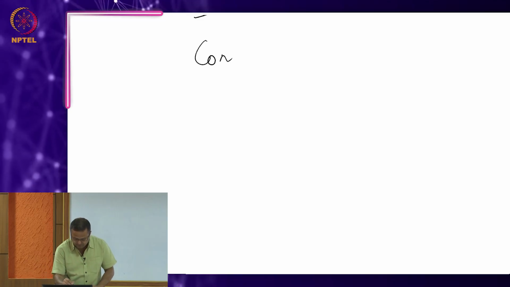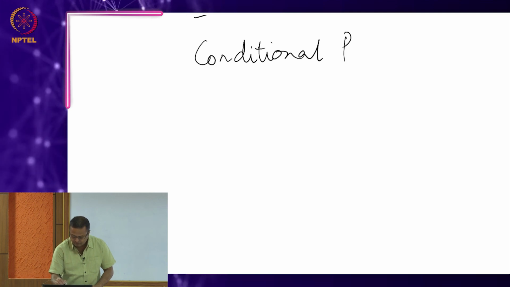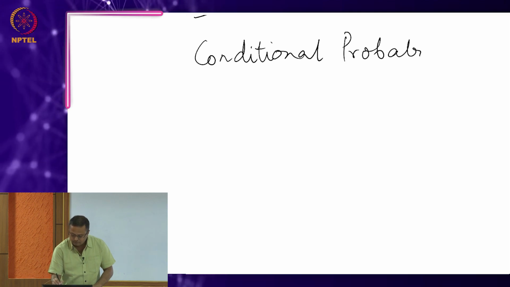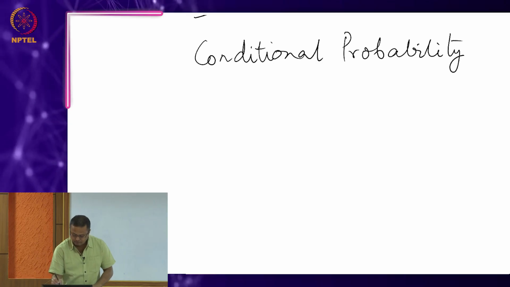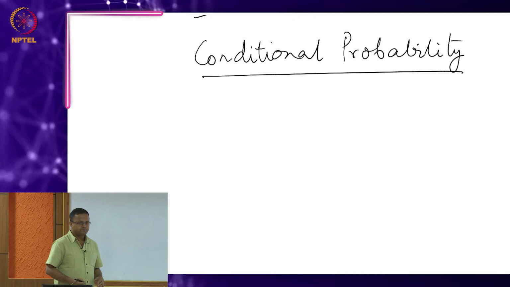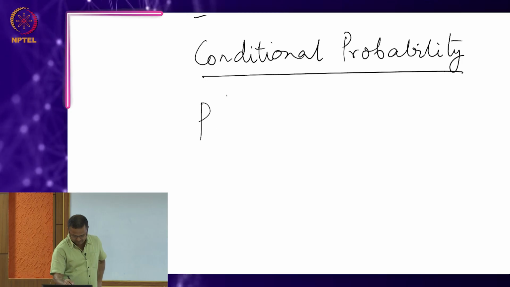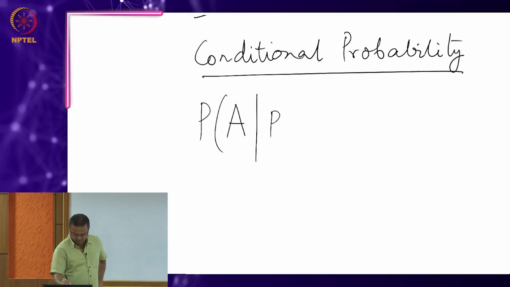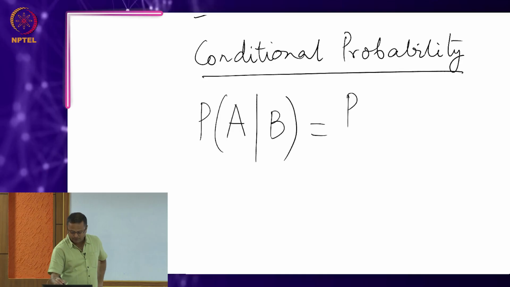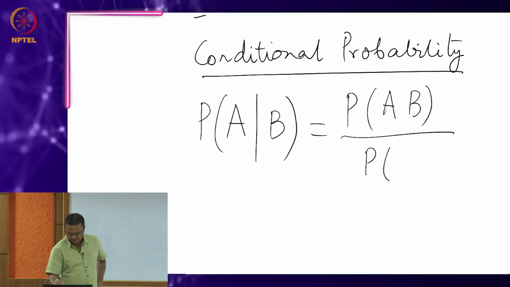Now, let us quickly jump over to conditional probabilities. So, what is a conditional probability? The conditional probability of event A given B is only the probability of an event given that particular event B is occurring. And this you know to be P of A intersection B divided by P of B. Okay.